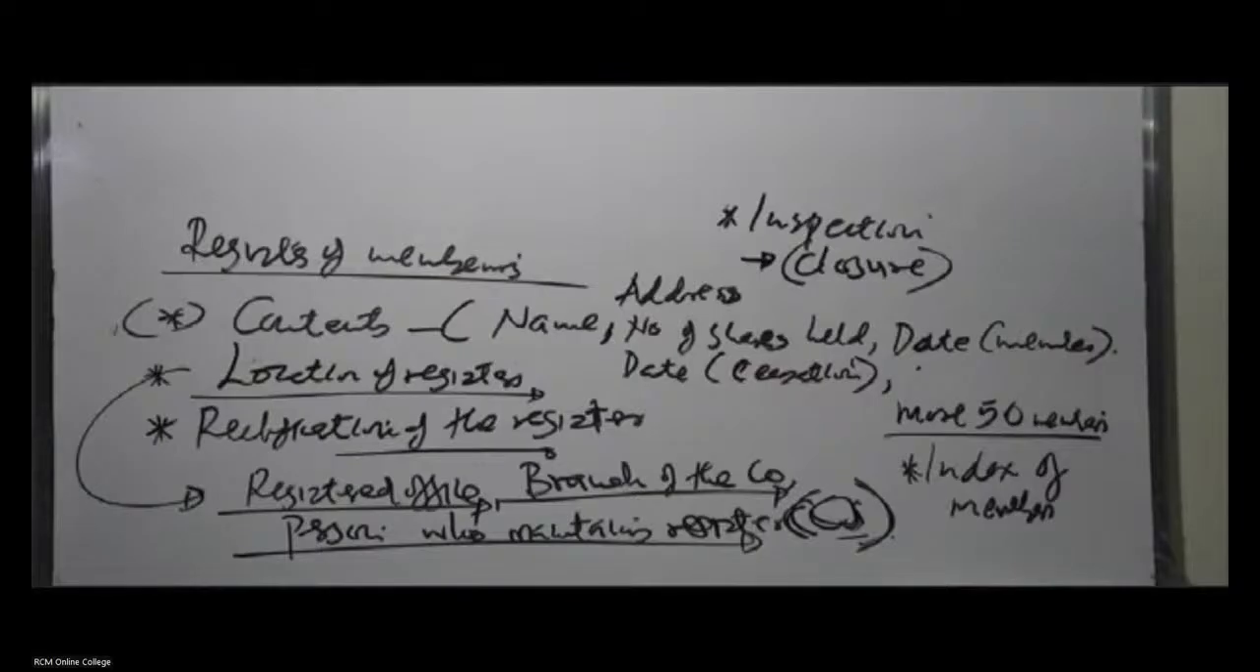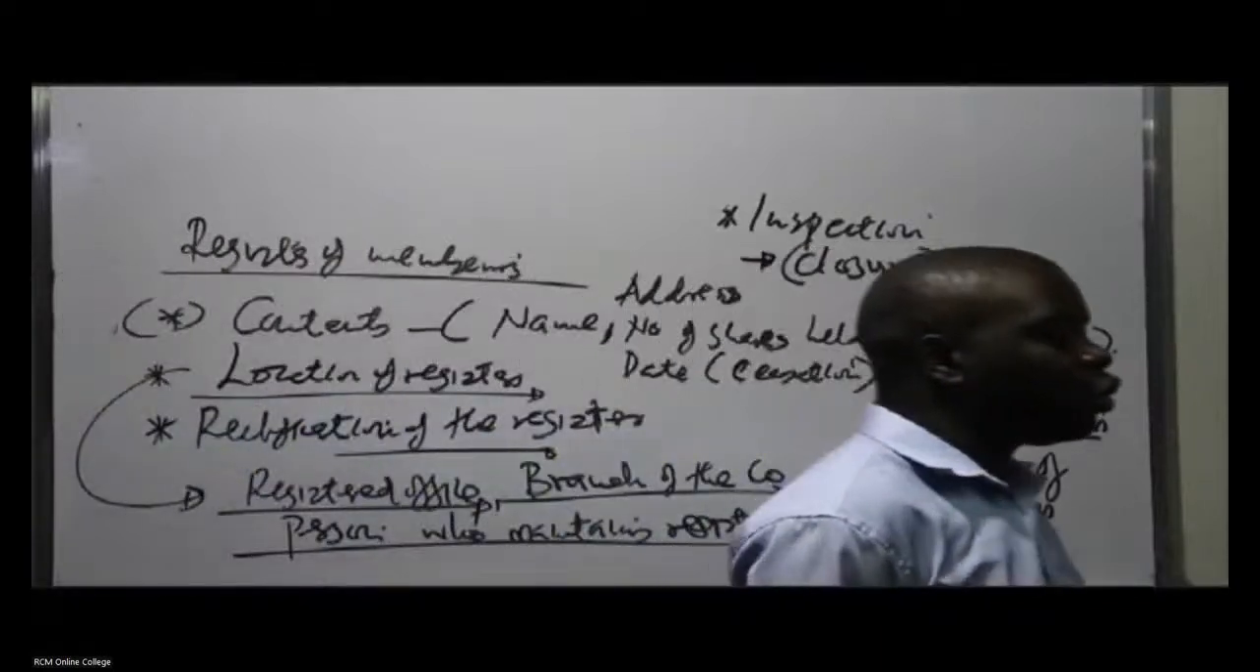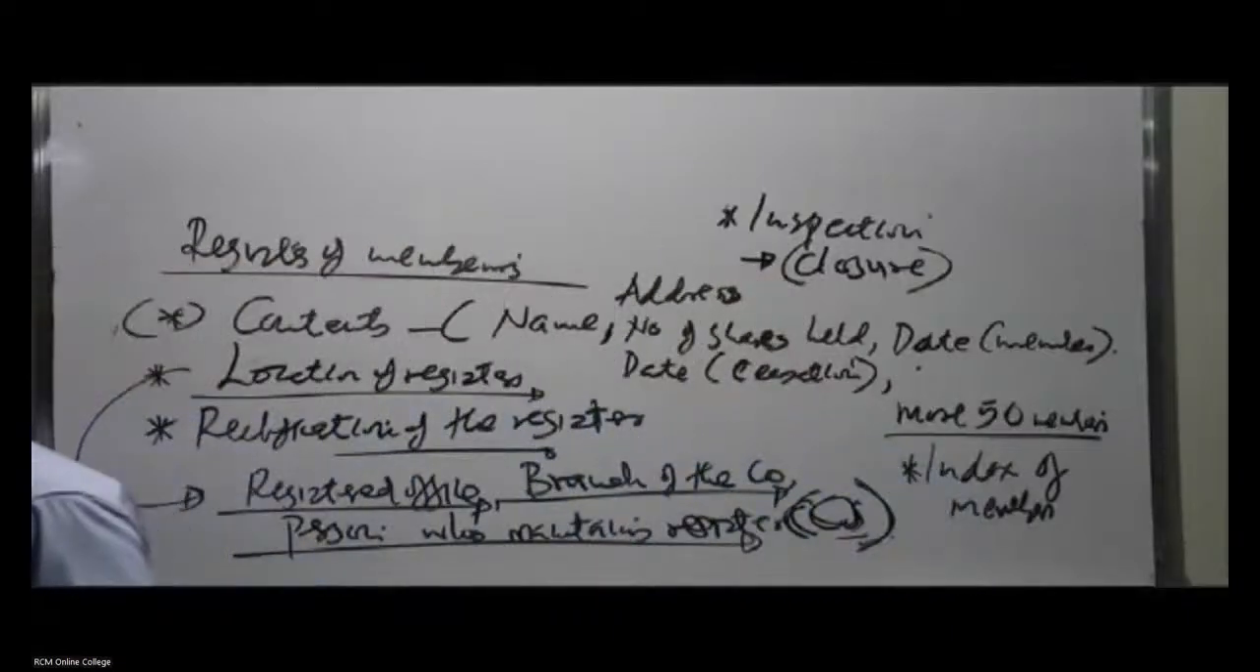So in order to hold, for example, an AGM, or they want to utilize it to declare dividends, or they want to utilize it to make a call for those who have not yet made a payment on any outstanding amount on their shares. So they likely close this register. It won't be open for inspection.